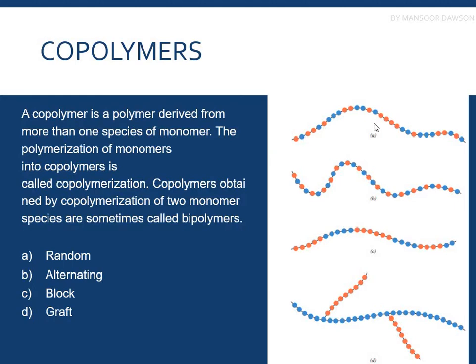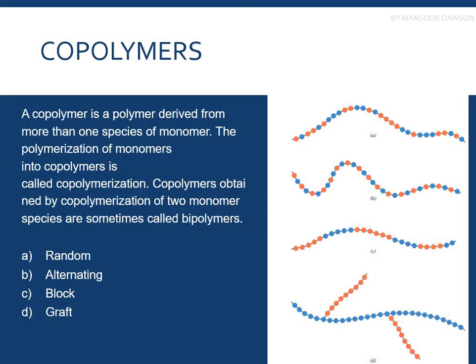And in the alternating copolymer, one monomer and the other monomer are alternating. So one would be the red one and the other would be the blue one, and then it will be followed throughout.